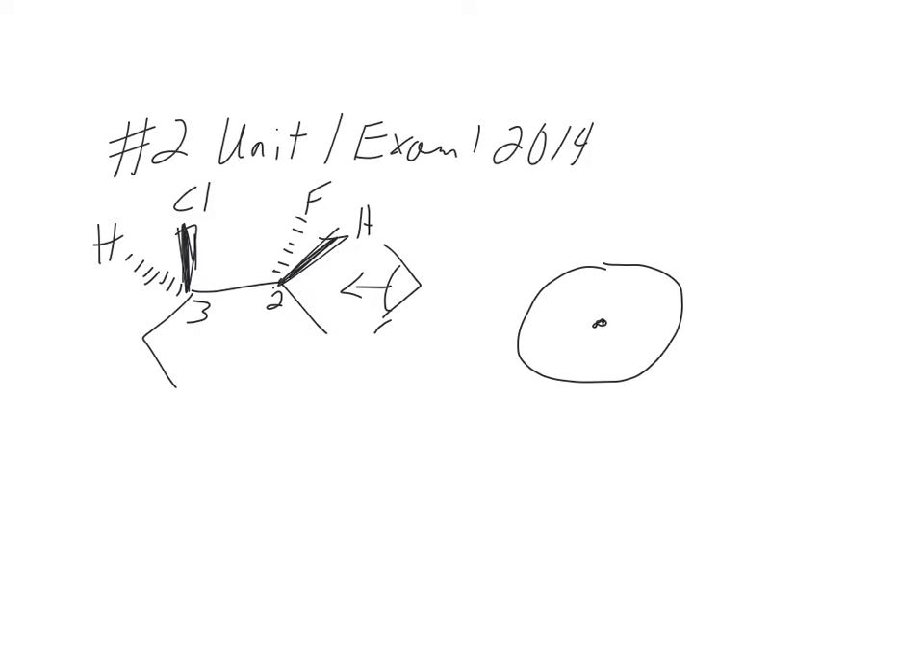Now in this case, there's something in the middle. C2 is right here. Now if you're looking your eyeball down here, what's up and to the left is the H. You see how that's kind of up and to the left over here? Right? So that would be the H. Up and to the right is going to be the F, and down is that methyl.